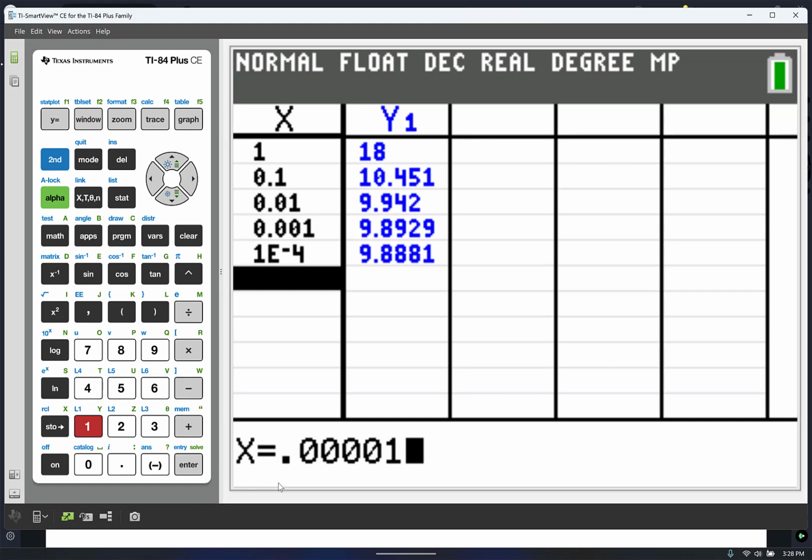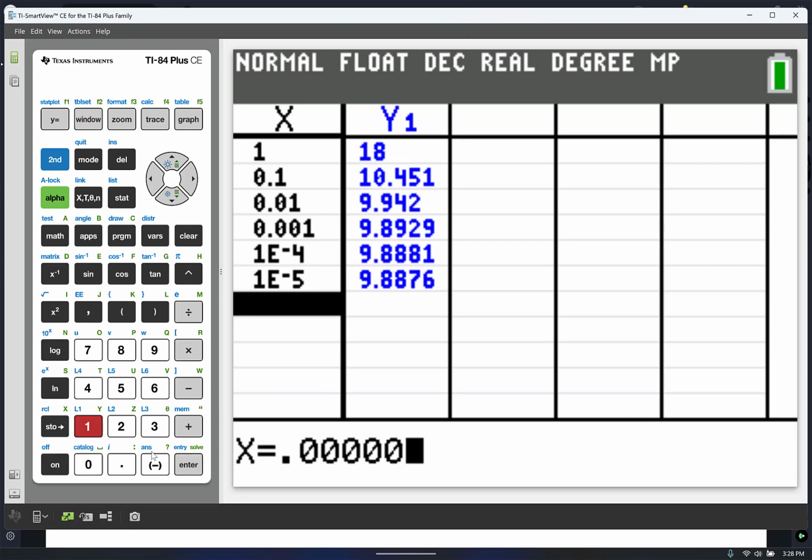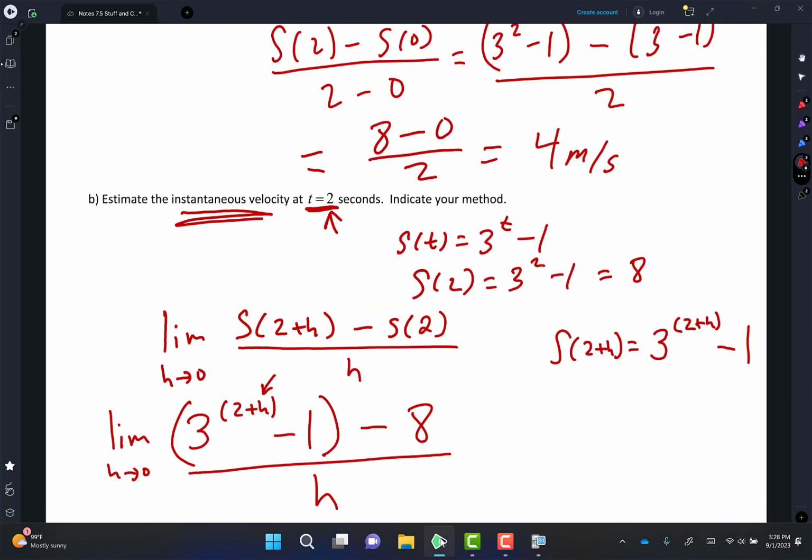0.00001. I don't know if I 1, 2, 3. Yeah, that's 5. See? So that e to the negative 5 means that there's 4 zeros in front of that 1, guys. 0.00001. All right, I notice now that this is slowing down. Like the rate of change of this is slowing down. Like see how it was 18, then 10.451, then 9.942, then 9.892, 9.888, 9.887, 9.887. So I'm gonna stop right here. Do you guys see that? So I'm gonna truncate it.